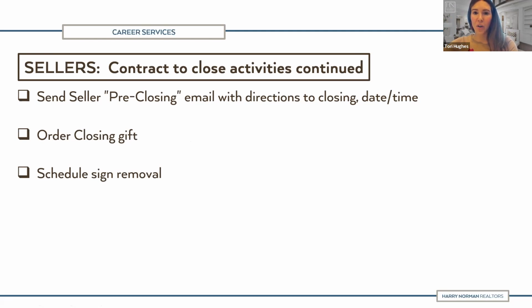If you're using a metal sign, you'll want to put yourself a little reminder to go pick it up after closing. Same thing with the lockbox removal. You'll want to make sure you schedule a time to go pick that up as well.